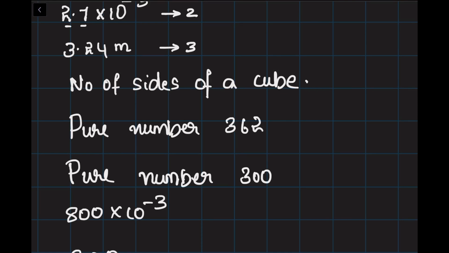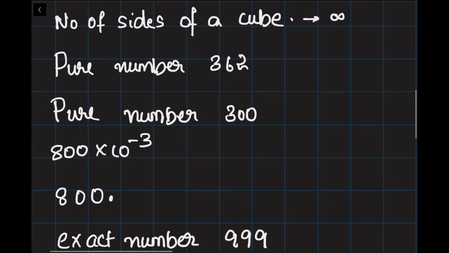Number of sides of a cube: it's absolutely a constant number, it's not going to change at any cost. A cube will have 6 sides, but that doesn't mean the significant figure is 1. The answer will be infinity because it is a constant. So constants have infinite significant figures. A pure number 362 once again will have infinite significant figures and not 3, because it's already mentioned the number is pure. In a pure number 300, the significant figure is not 1, it's once again infinity because it's mentioned it is pure.